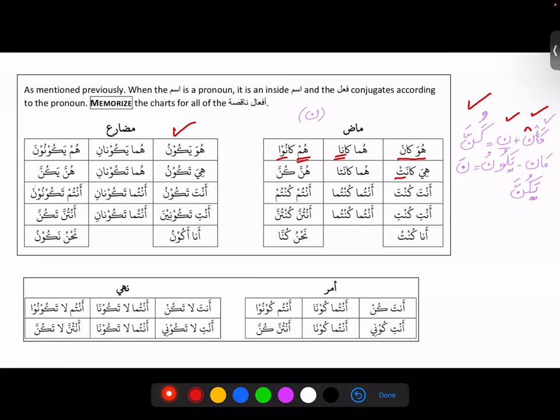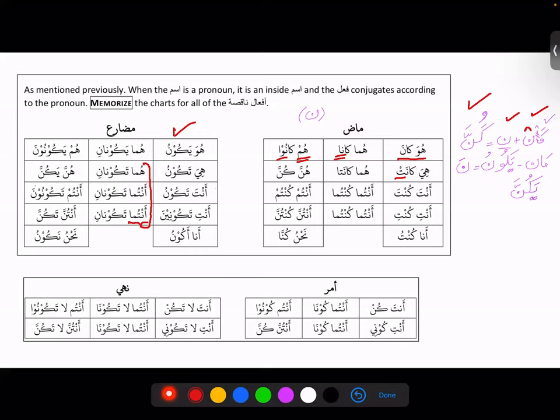So this is Madi. Now kana becomes yakunu. Huwa would be yakunu. Huma would be yakunani. Hum yakununa. Hiya is takunu. Hiya and anta both would be takunu. Then huma takunani, antuma takunani, they are overlapping. And the third one, antuma, all these are going to overlap. So then we come to hunna.